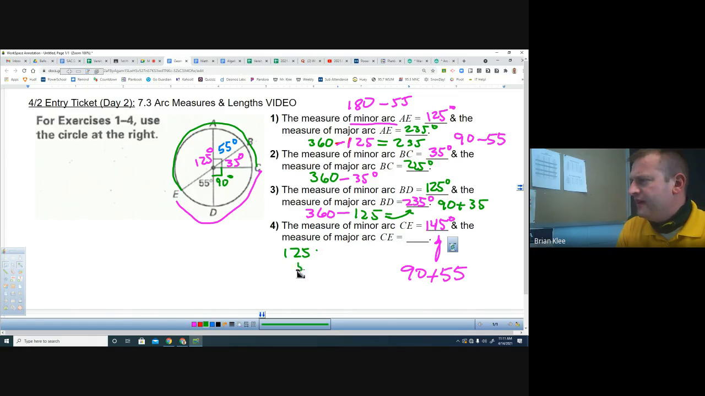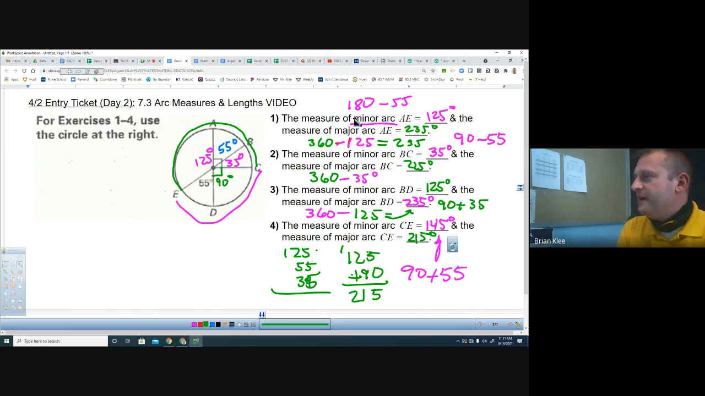So we got 125, we got 55, we got 35. Well, that 55 and 35, really, that's 125 plus 90. Breaking it up as those separate angles actually takes more time. We got 5 there, 2 plus 9 is 11, carry the 1, 215 degrees for the major arc.